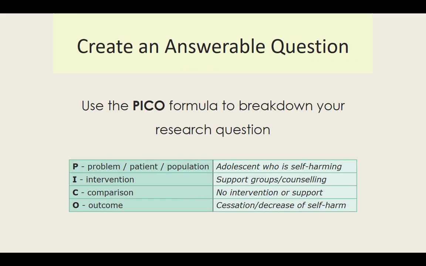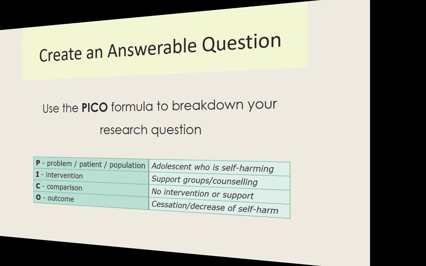In order to identify our search terms, we should create an answerable question. And for this, we can use the PICO formula to break down our research question. PICO stands for problem or patient or population, intervention, comparison, and outcome. And in this instance, it is, say, an adolescent who is self-harming. So they are the population. The intervention would be counselling or support. The comparison would be no counselling or support provided. And the outcome would be a cessation of that self-harm.